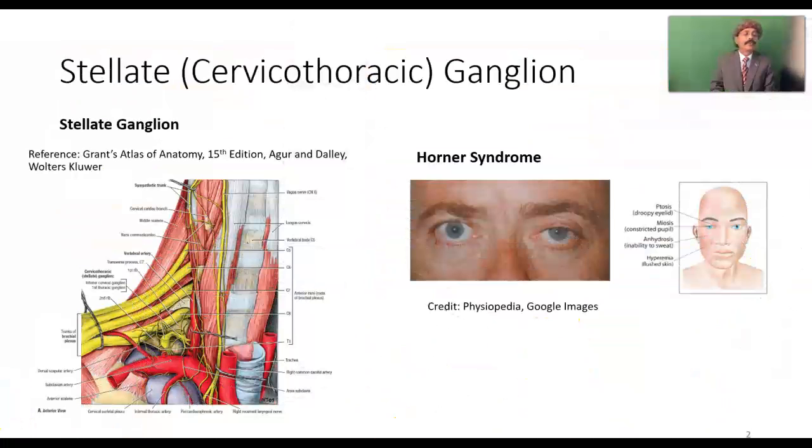Here is the stellate ganglion, formed by the inferior cervical sympathetic ganglion and the first thoracic sympathetic ganglion. We have 3 cervical sympathetic ganglia: the superior, middle, and inferior cervical sympathetic ganglion. In 80% of the population, the inferior cervical sympathetic ganglion fuses with the first thoracic sympathetic ganglion to form a star-shaped ganglion. We call it the stellate ganglion, also called the cervicothoracic ganglion.